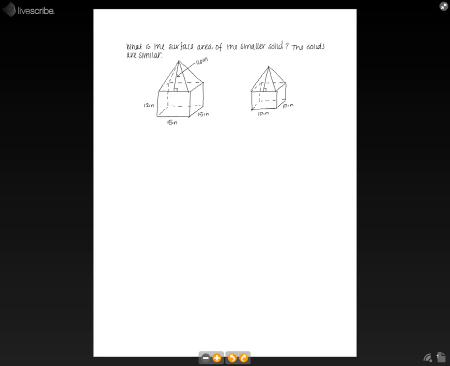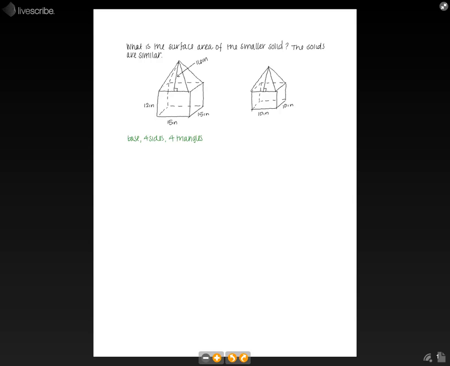In this pencast, we're going to be learning about similar solids. So this problem says, what is the surface area of the smaller solid? The solids are similar. Alright, so the first thing we want to do if we're finding surface area is to break this solid up into parts. So we have the base, then we have four sides, and then we have the four triangles at the top.